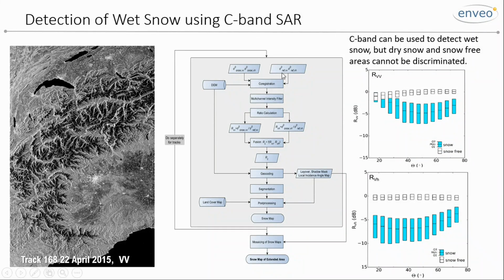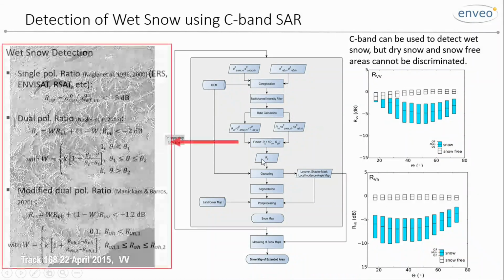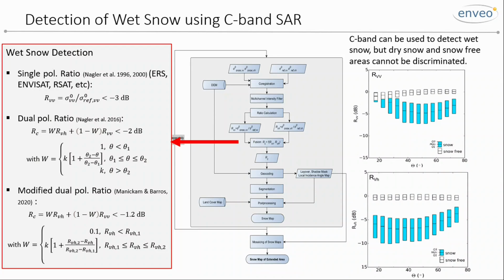And then, of course, they are co-registered. We co-register them accurately. Then we can apply some multi-channel intensity filter. This is because we don't want to have the speckle. I will come back to this later. We are calculating the ratio between the snow and the reference image in both parts. We can actually fuse this. And depending on the sensor we have, we can apply different combinations of this.